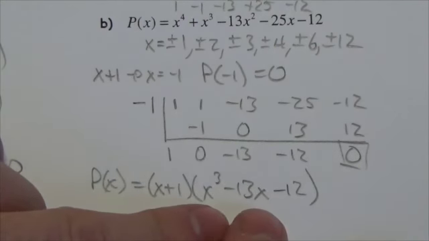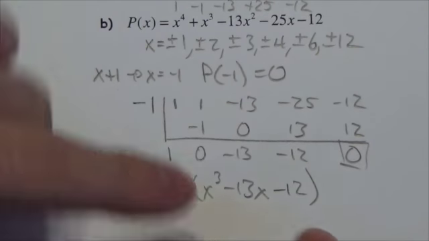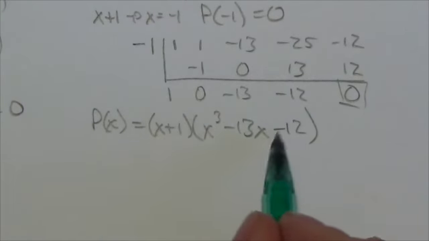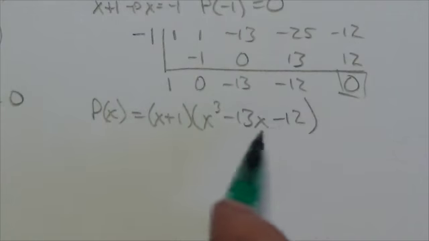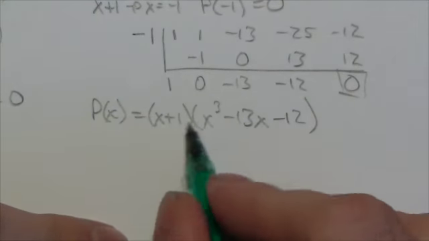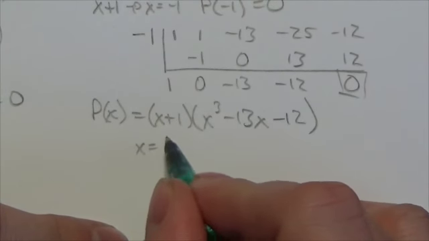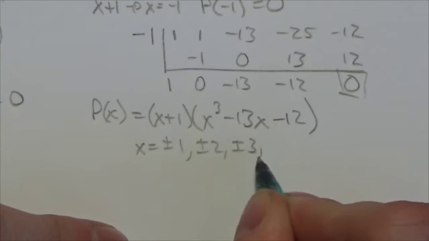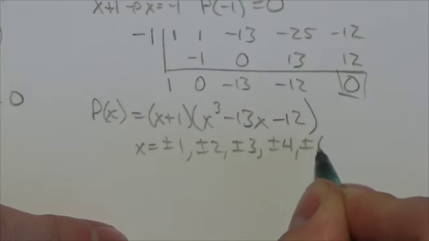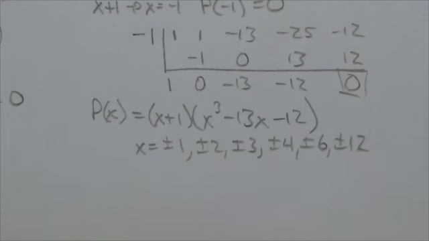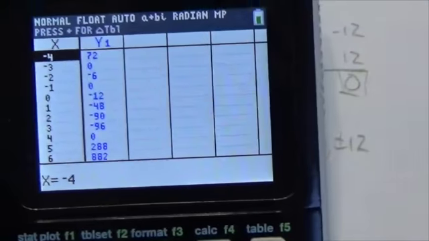Now, this is a cubic. This isn't a simple quadratic that I can just work with. So I need to factor now my cubic. I've still got 12 as that final constant there, so I've still got all of these other possibilities here. It could be x is equal to plus or minus 1, plus or minus 2, plus or minus 3, plus or minus 4, plus or minus 6, plus or minus 12. So what I'm going to do is go to my calculator.